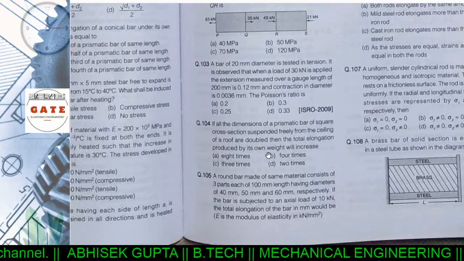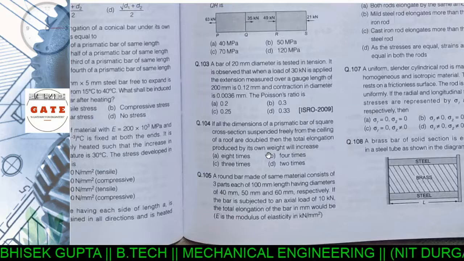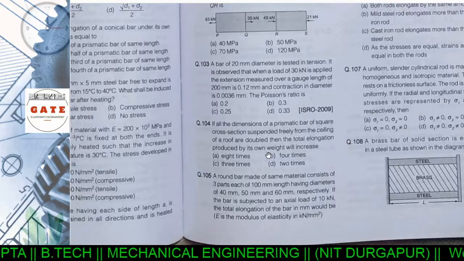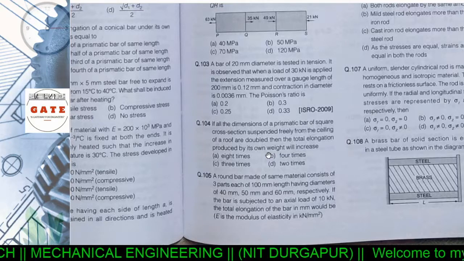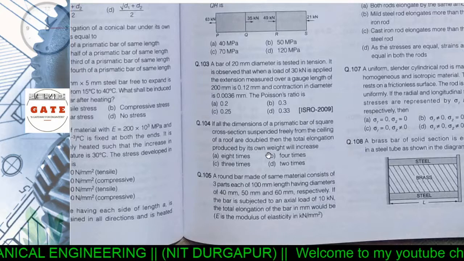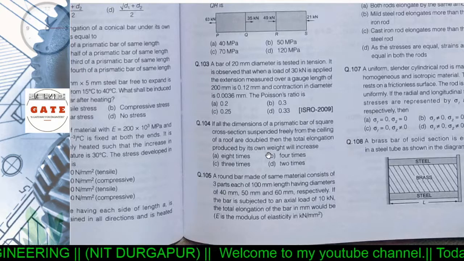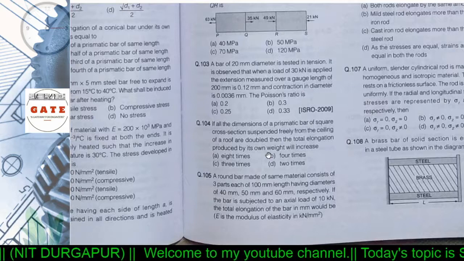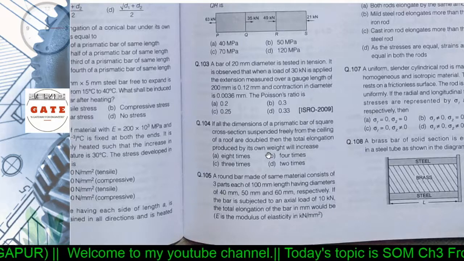103, a bar of 20 mm diameter is tested in tension. It is observed that when a load of 30 kN is applied, the extension measured over the gauge length 200 is given and the contraction of diameter is given. So find Poisson's ratio. Yes, a good question asked in ISRO 2009.